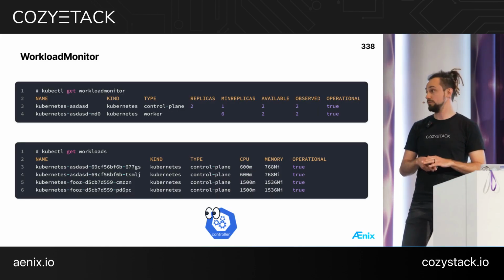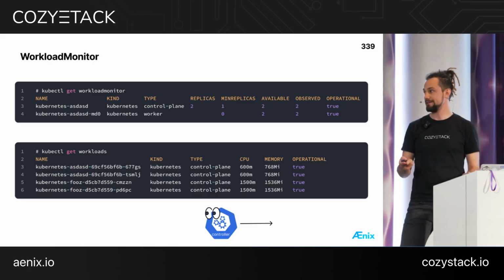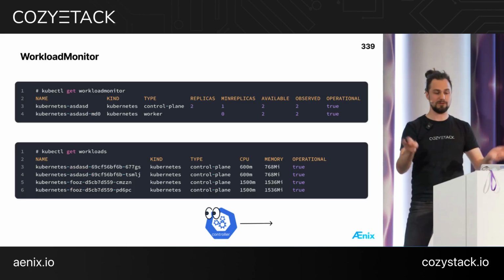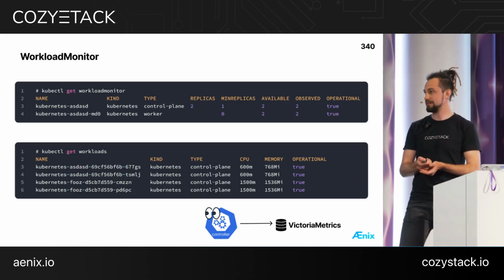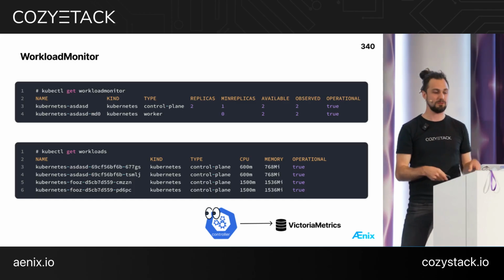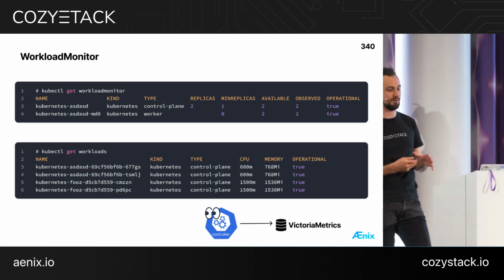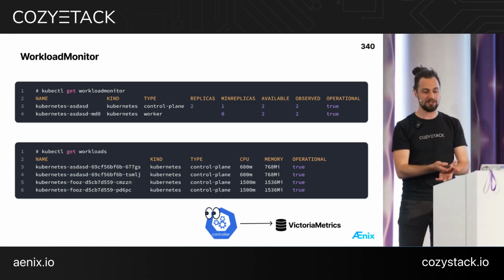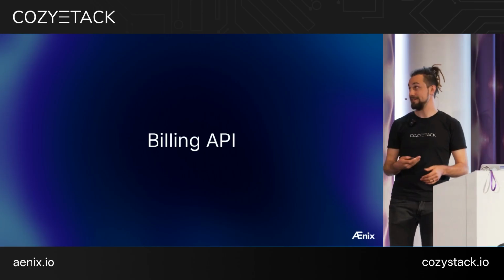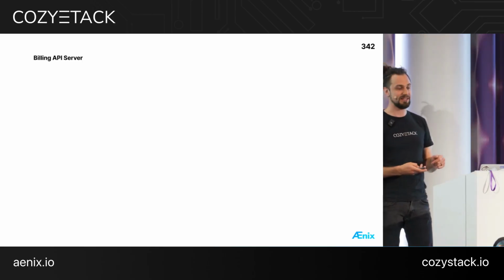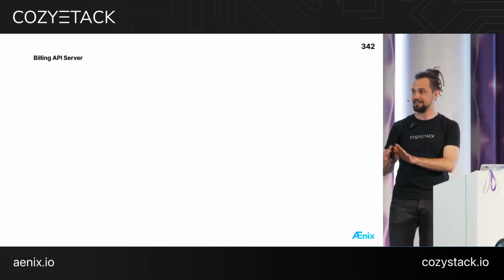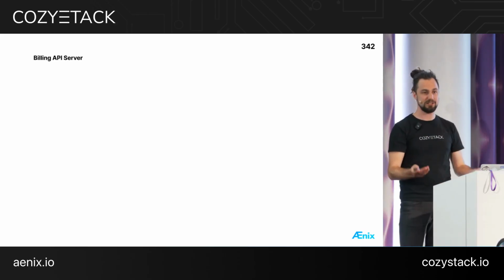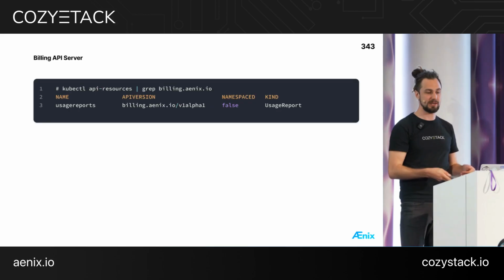We decided to implement that in another controller, which looks at these resources and collects everything into VictoriaMetrics storage. This is Prometheus compatible storage, which collects the information and implements the billing API the same way. So we implemented the billing API server exactly the same way. You can query the Kubernetes API directly and get information about resource consumption.